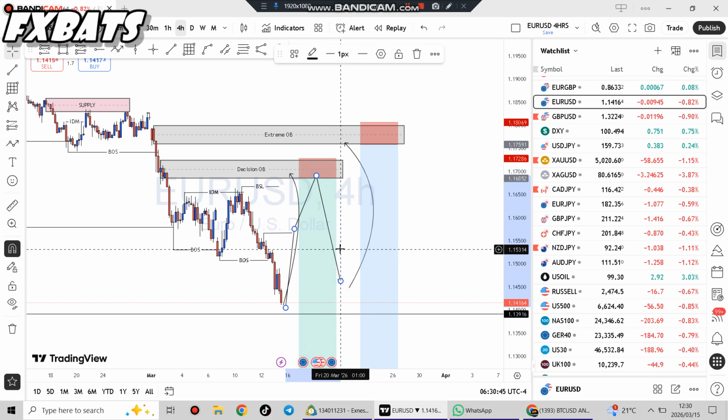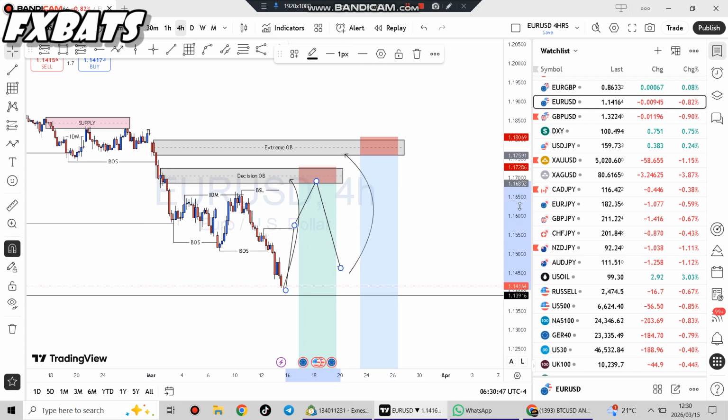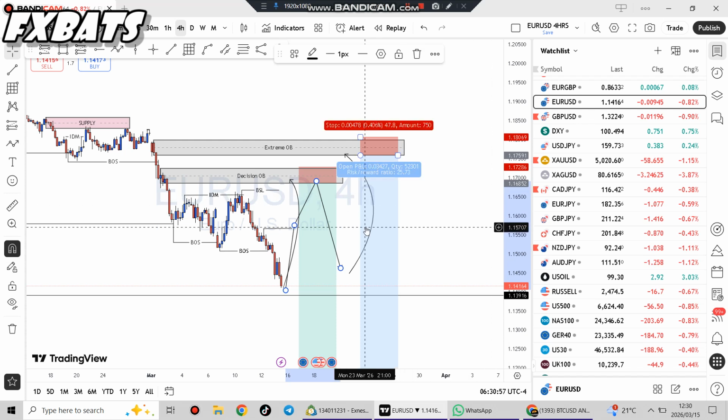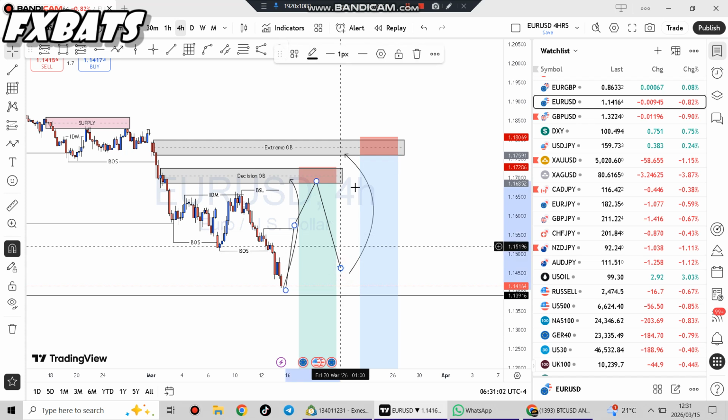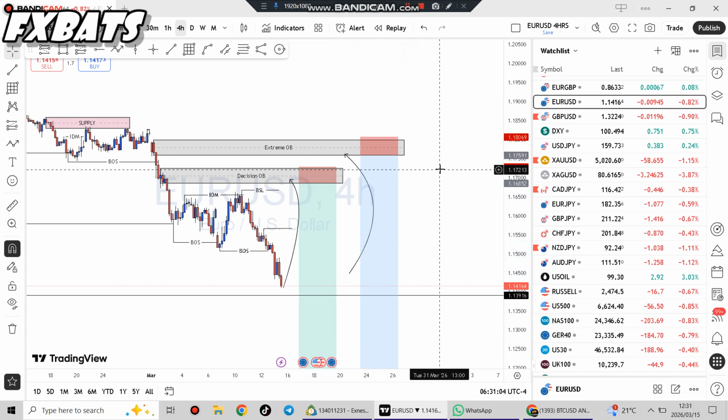So we're hoping to see further sales on EU and GU as the dollar tries now to do a continuation in the buys. So Monday, Tuesday, Wednesday, I'll be doing nothing. I'll be waiting for the retracement to end on GU, EU.